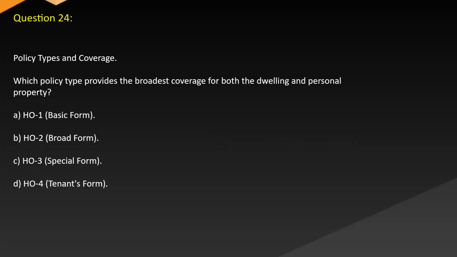Question 24. Policy types and coverage. Which policy type provides the broadest coverage for both the dwelling and personal property? A. HO1 basic form. B. HO2 broad form. C. HO3 special form. D. HO4 tenants form.